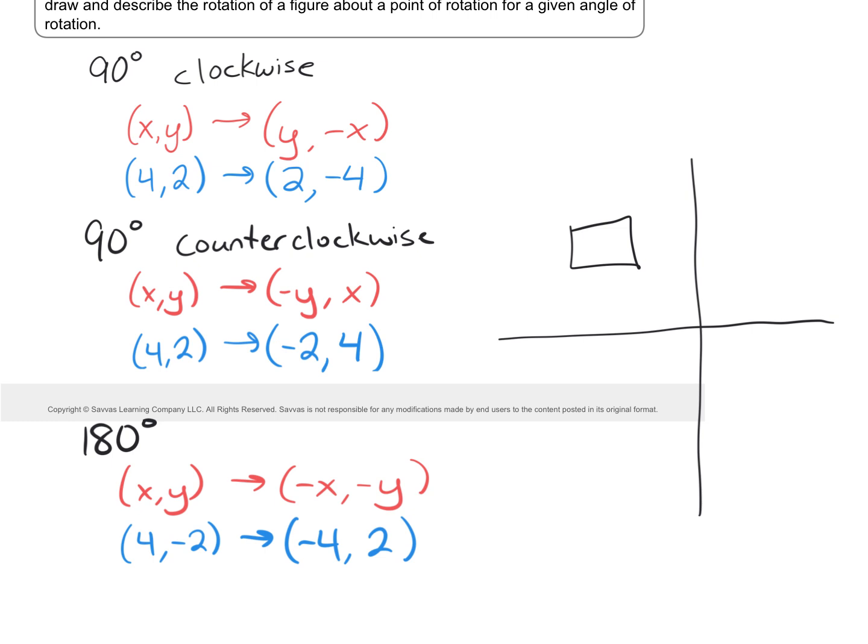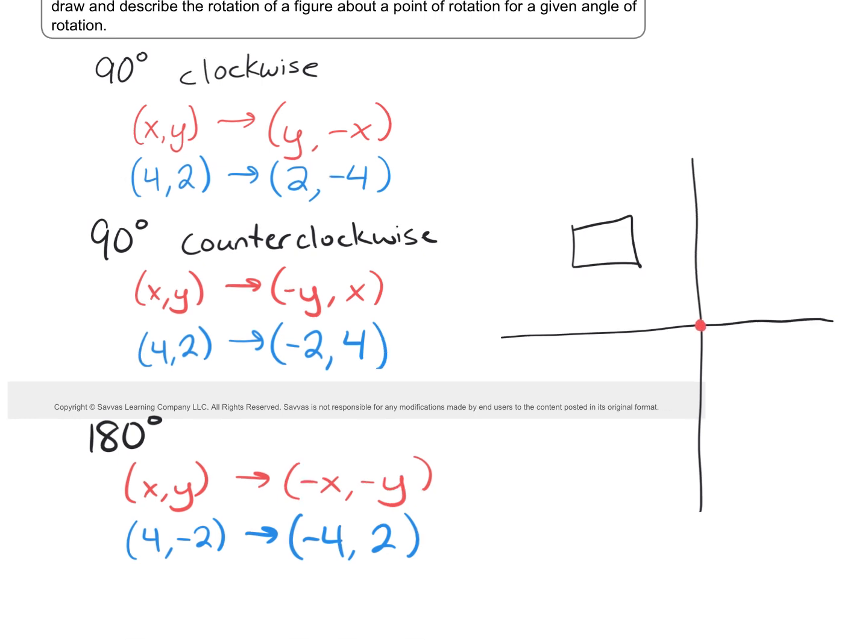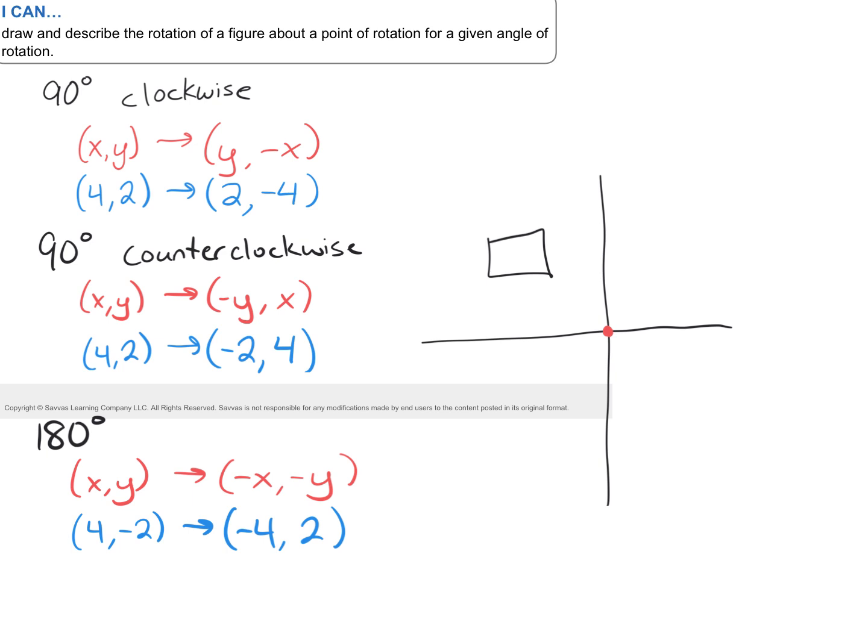Clockwise and counterclockwise. What way is this? Clockwise. What way is this? Counterclockwise. Good. How many quadrants do I move for 90 degrees? One quadrant. Yep. So 90 degrees would be one quadrant. How many for 180? 180 would be 2. I would go to the opposite one that I started at. Good. What about 270?